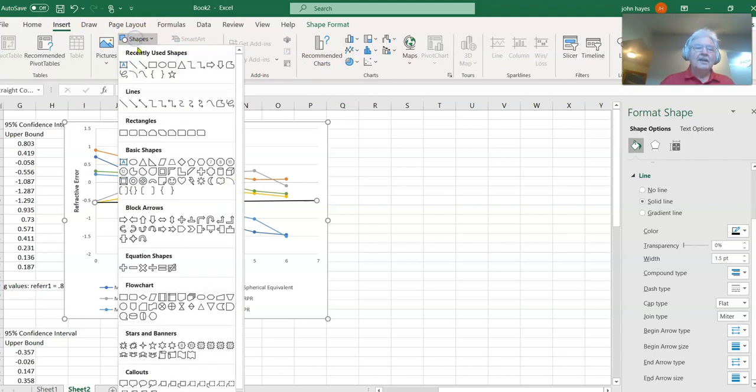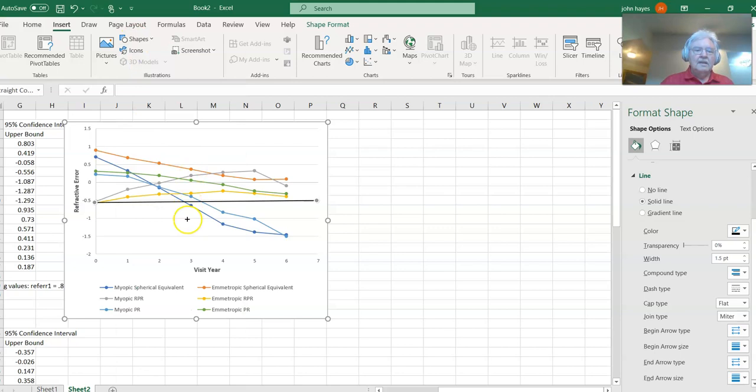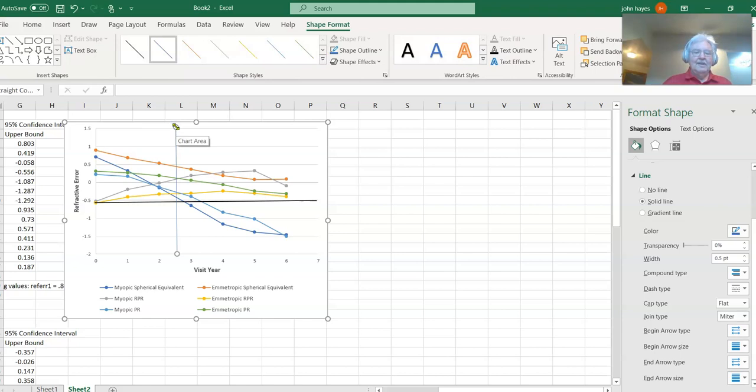Somewhere, say, just before visit 3. So we're going to pretend that our onset of myopia, the average, is at about 2.5 visits. Make that line a little wider and make it black.